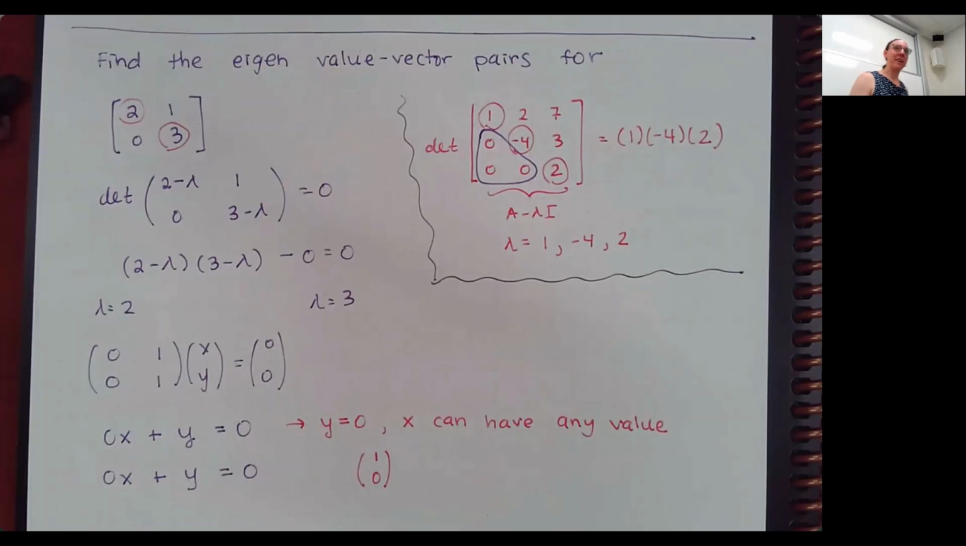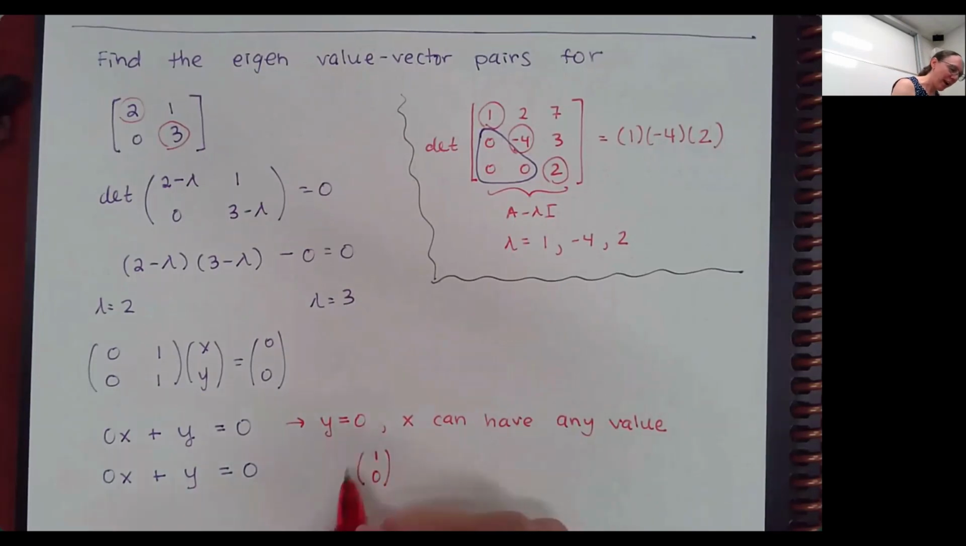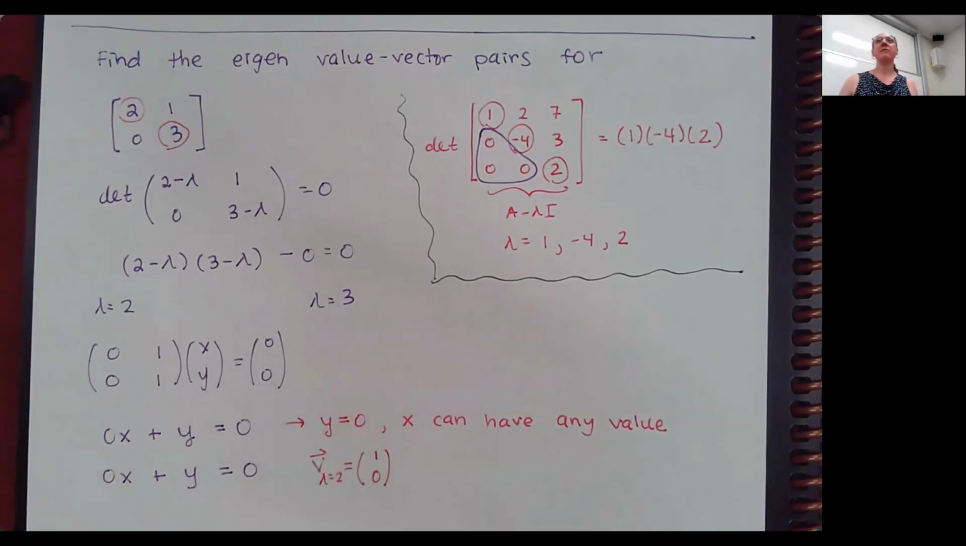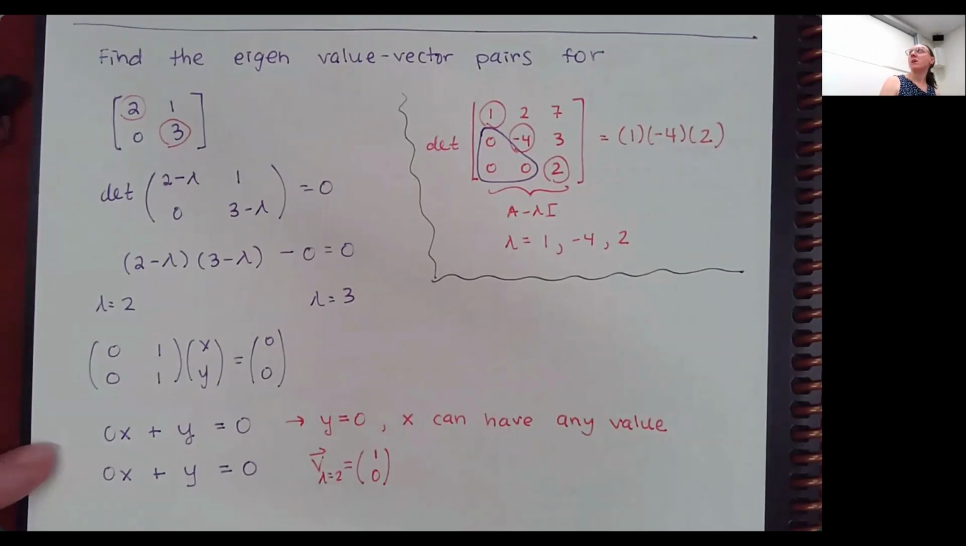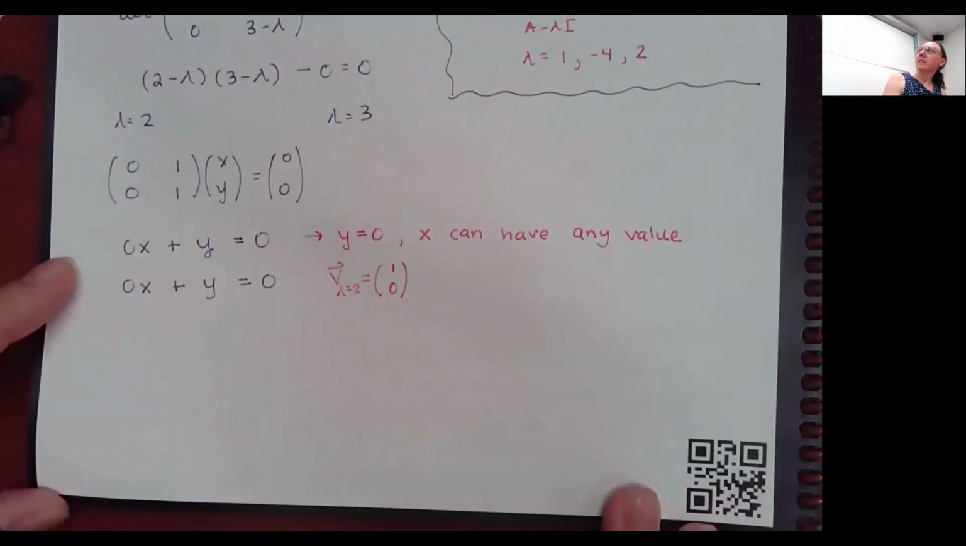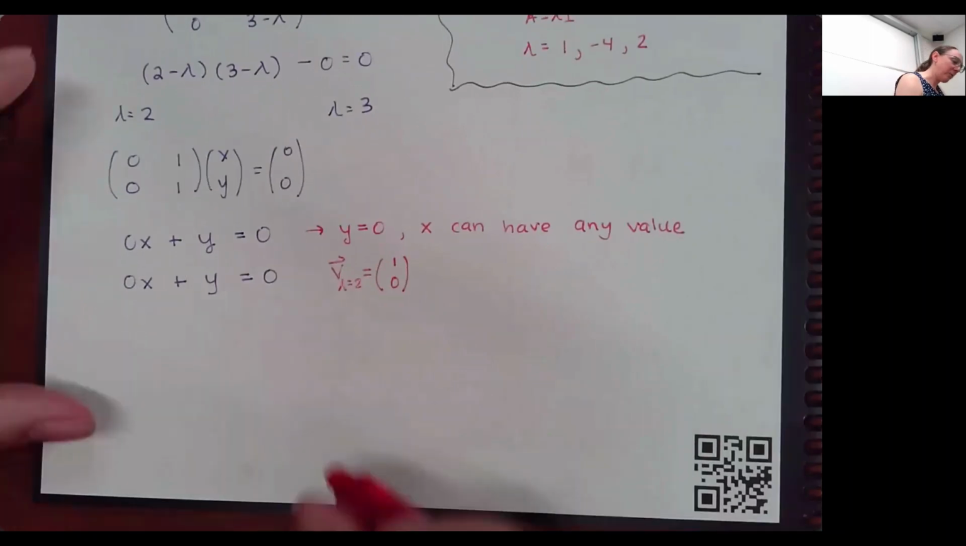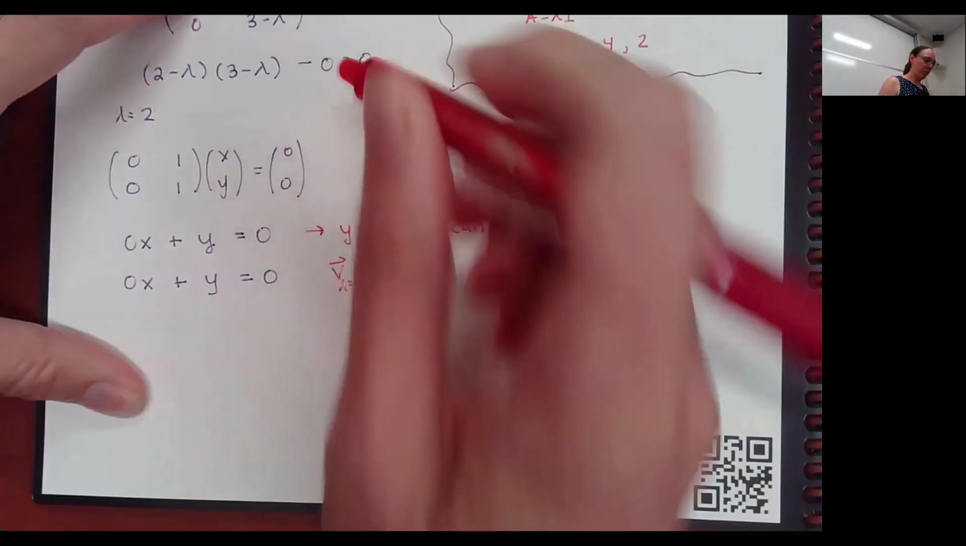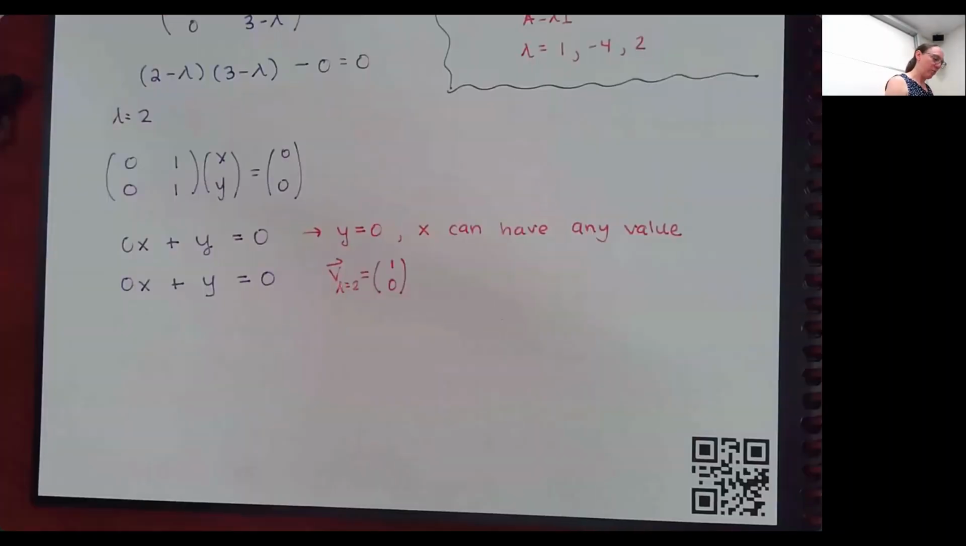So I don't want to have an eigenvalue of 0. Sorry, I don't want to have an eigenvector of 0. So my eigenvector associated with lambda of 2 could be 1, 0 or 5, 0 or 17, 0. The key is the y value has to work out to be 0. Let's check this out for lambda equal to 3, and then we will visit a 3 by 3 example.